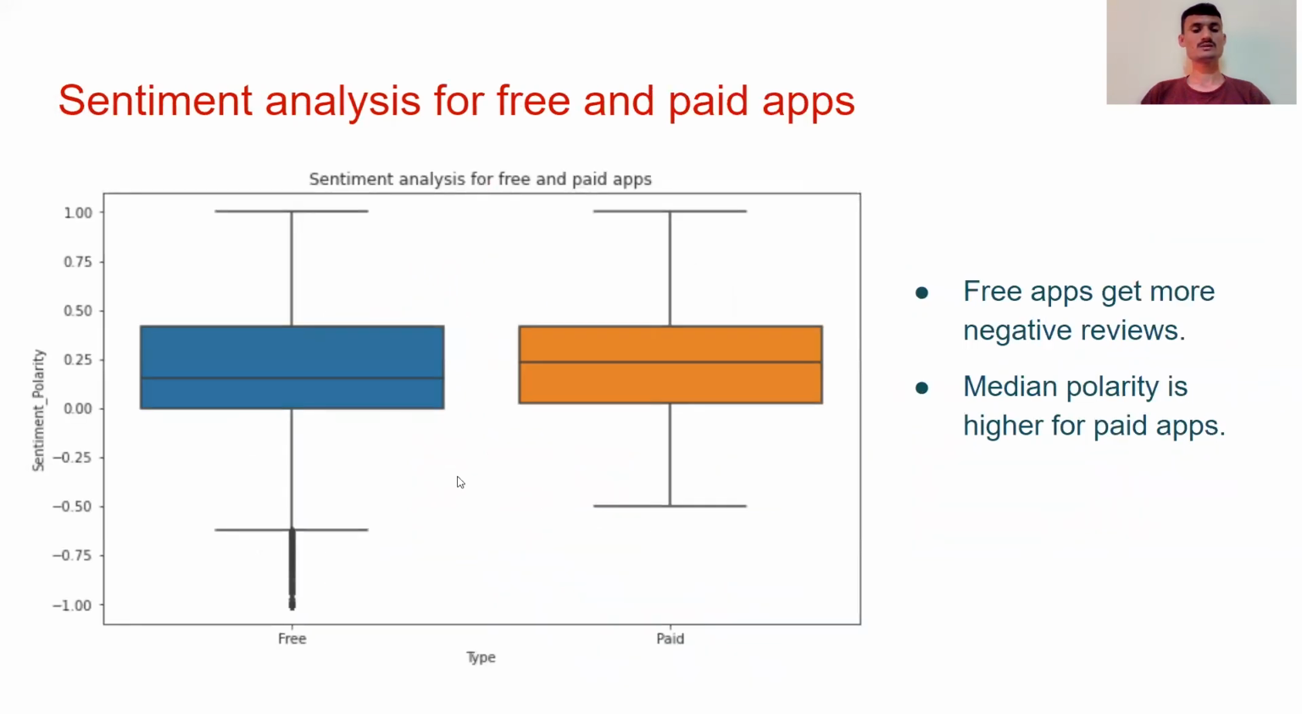Here we use the second dataset of reviews to plot this box plot. We can see free apps get more negative reviews than paid apps. Here the median polarity of paid apps is higher than the free apps.